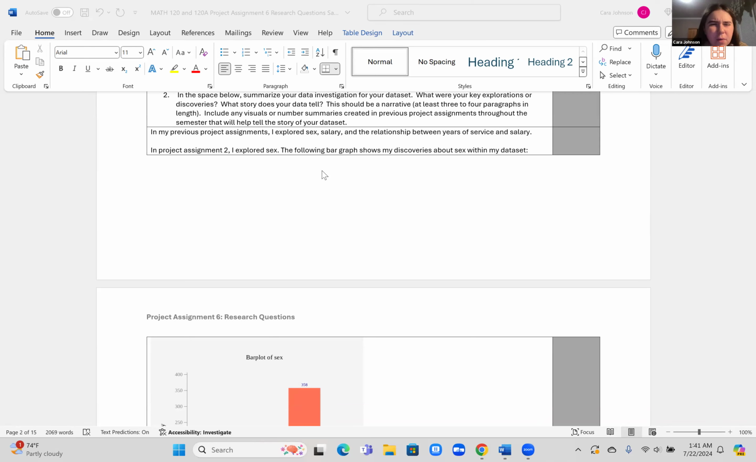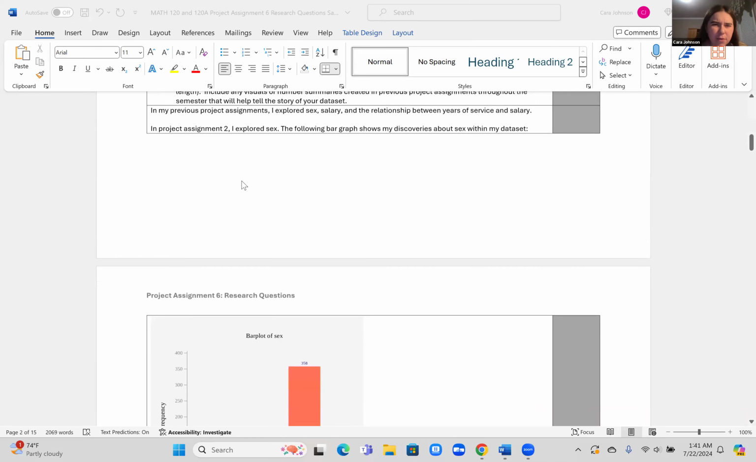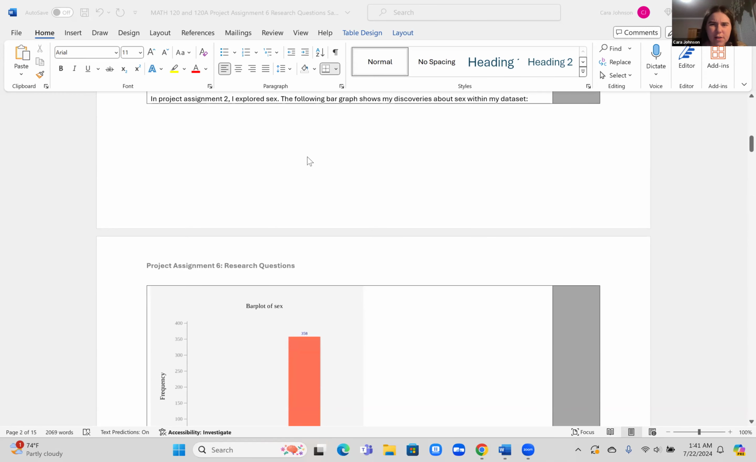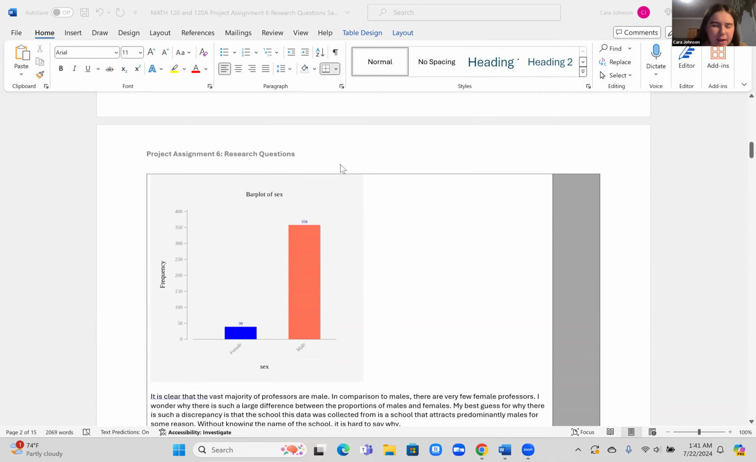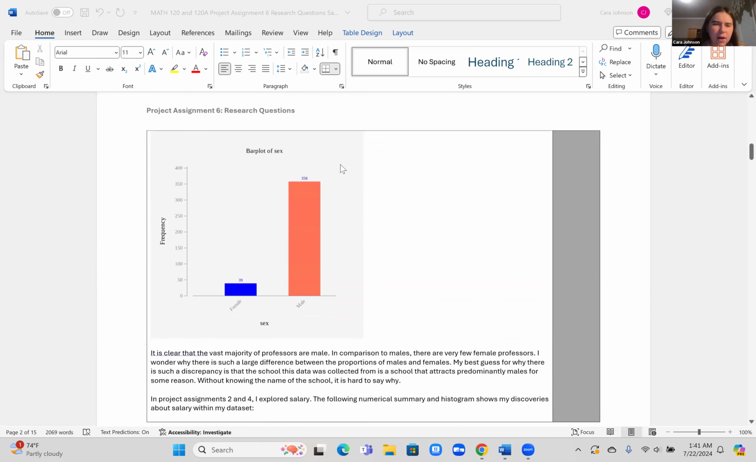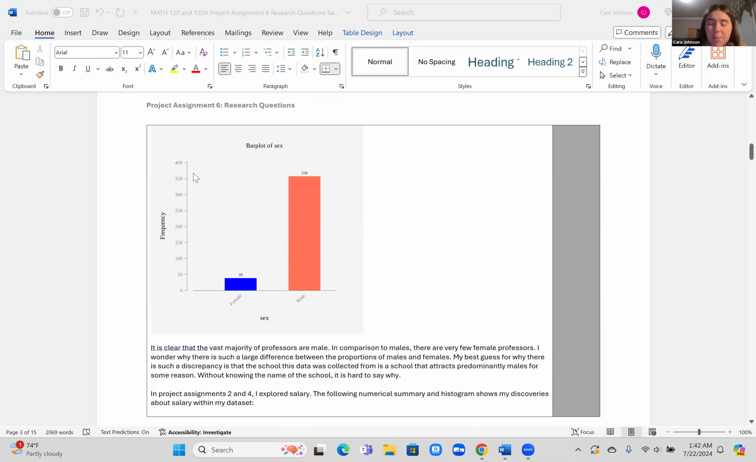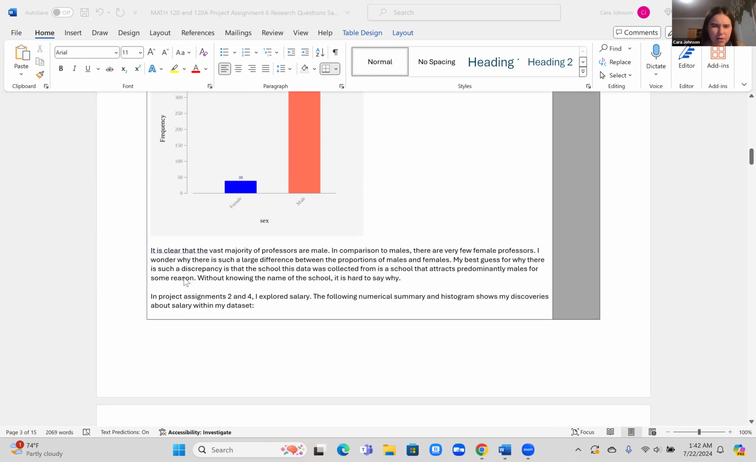All right, so let's start with my exploration into sex from project assignment 2. In project assignment 2, I explored sex. The following bar graph shows my discoveries about sex within my data set. I copied and pasted the bar plot as evidence of where my information came from. And then this here is basically just the paragraph from the end of project 2.